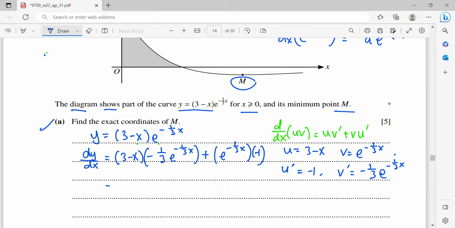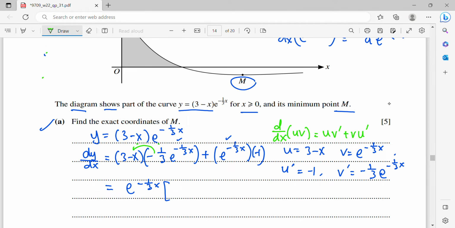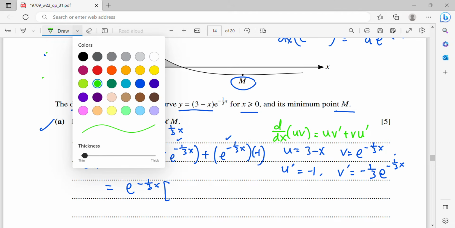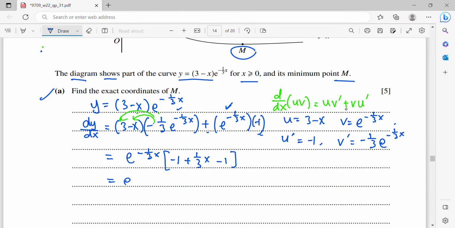So from here, I may factorize the common term, which is exponential. So factorize exponential -1/3x. And then the remaining terms just do expansion. So multiply, right? -1/3 times 3, -1. -1/3 times -x plus 1/3x. And for the second bracket, since we have factorized the exponential, you still have the plus and -1. Therefore, it becomes -1. Now, when I further simplify the bracket, I will get -2 plus 1/3x.